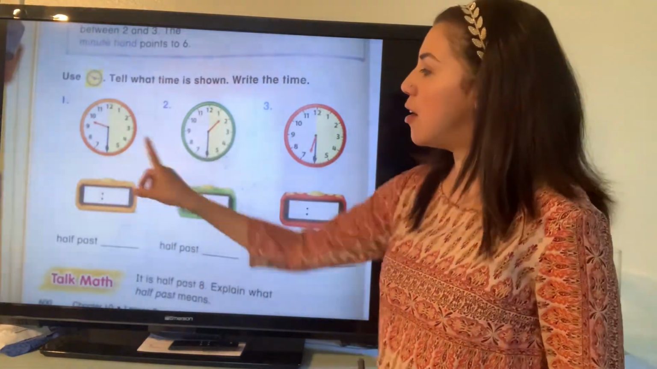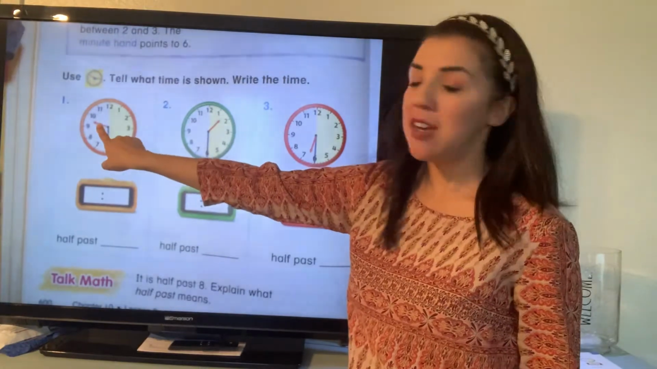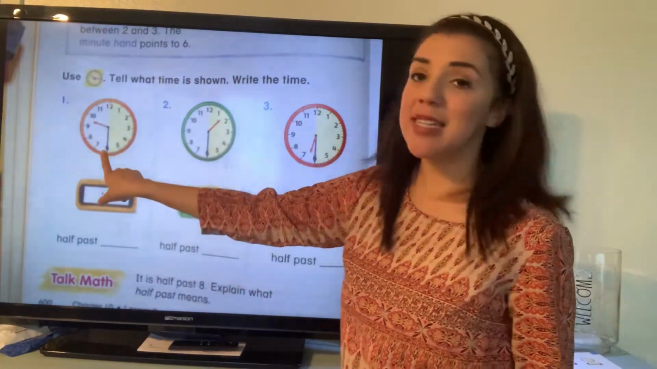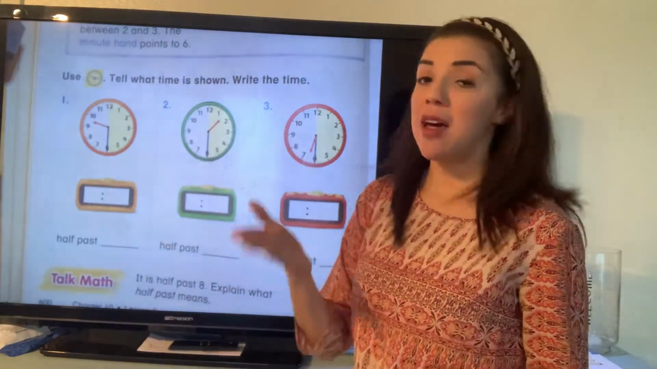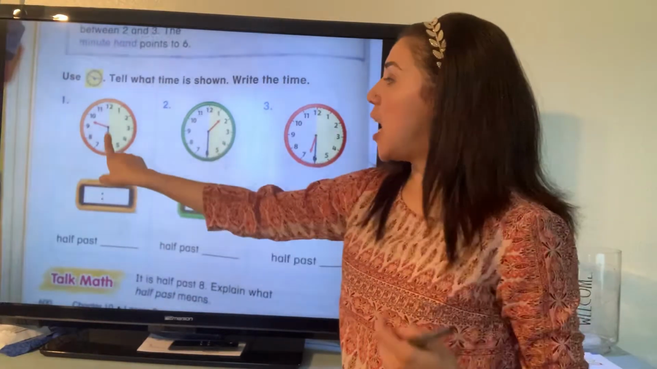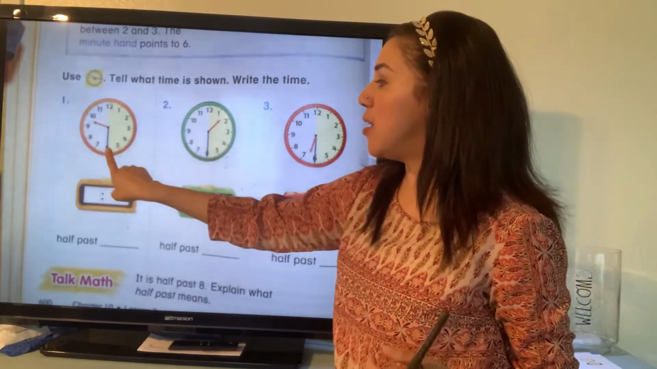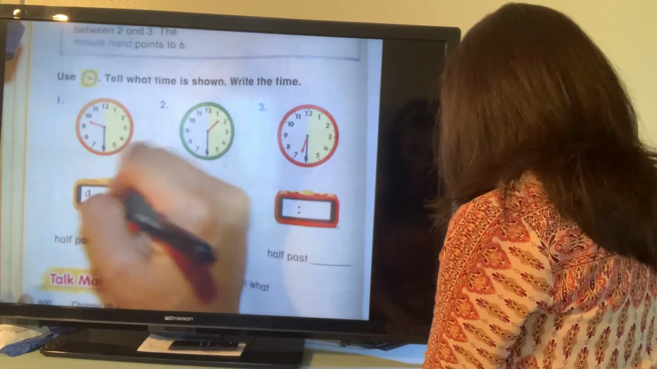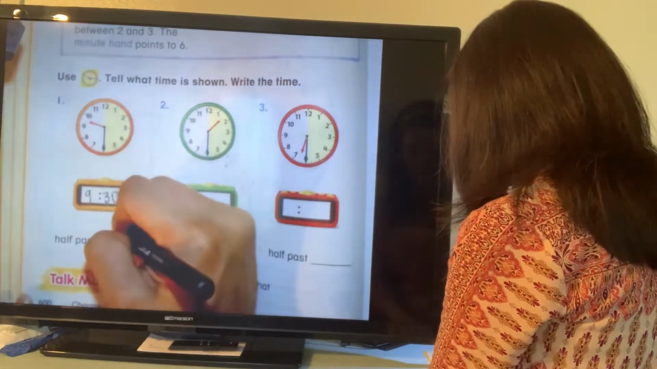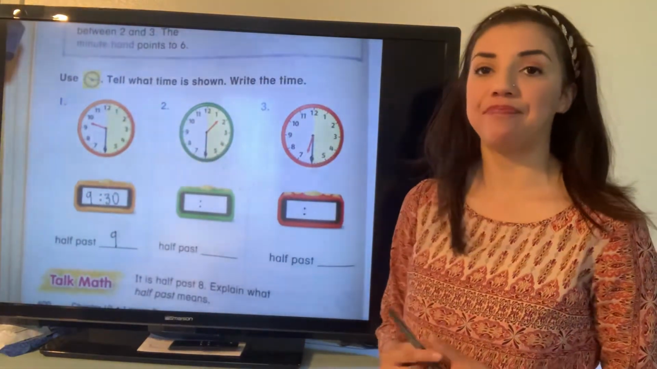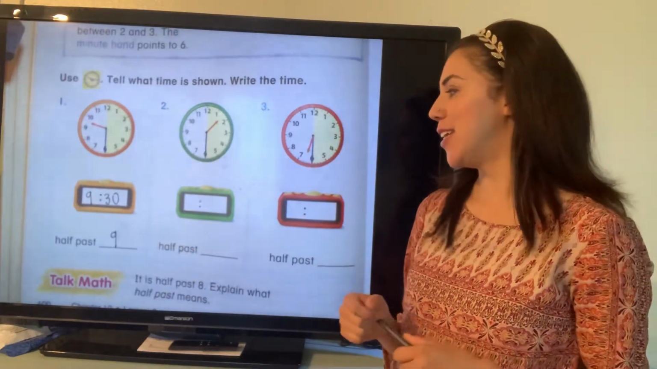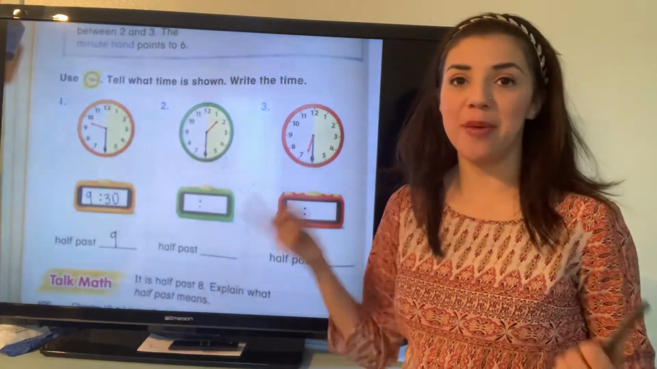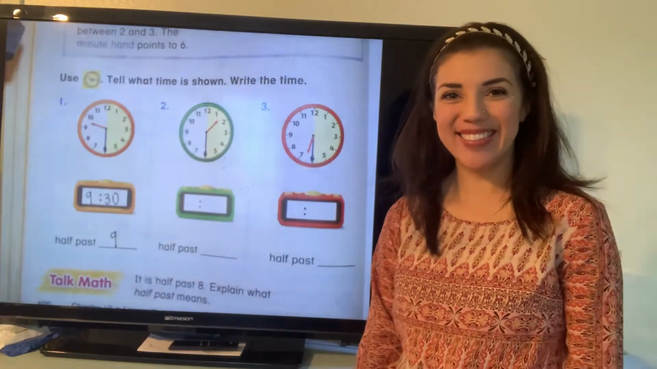Okay, so let's use the clock to tell what time is shown, write the time. So here on number 1, we see that the hour hand in red is right in the middle of the 9 and the 10, and the minute hand is on the 6, which we know is a 30, right? So this time would be 9:30. So then we're going to write 9:30 in the digital clock, and it is 9:30. Okay. So why don't you go ahead and pause me and try to do number 2 and 3 on your own, and then press play when you're ready to come back.